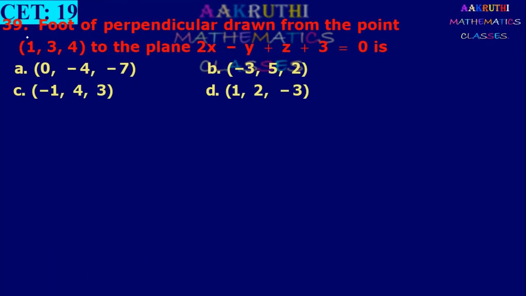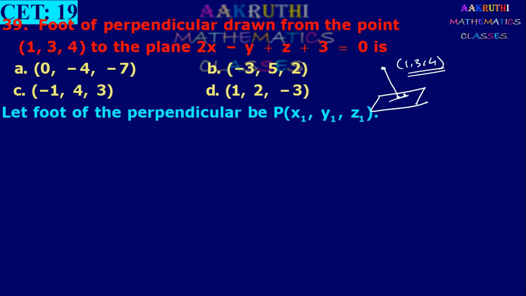Next one, question number 39, from CET 2019. The foot of the perpendicular drawn from the point 1, 3, 4 to the plane 2x minus y plus z plus 3 equal to 0 is. Here it is not the same type of problem. The given point is 1, 3, 4 and the plane is 2x minus y plus z plus 3 equal to 0. You have to find the foot of the perpendicular from the point 1, 3, 4 on this plane.